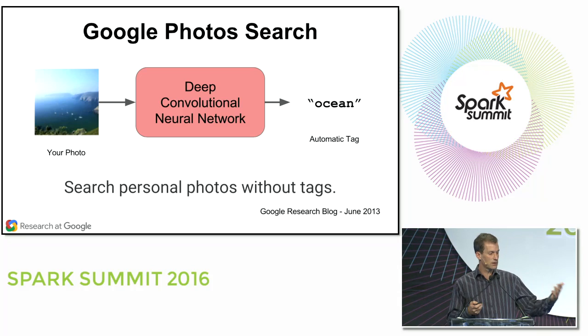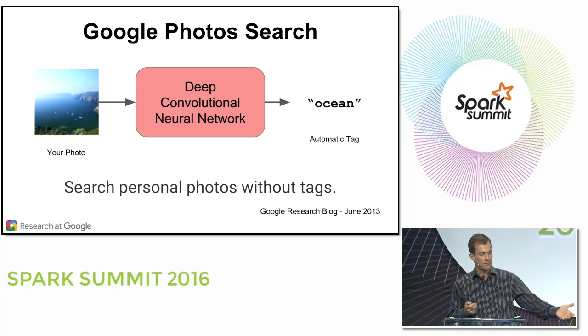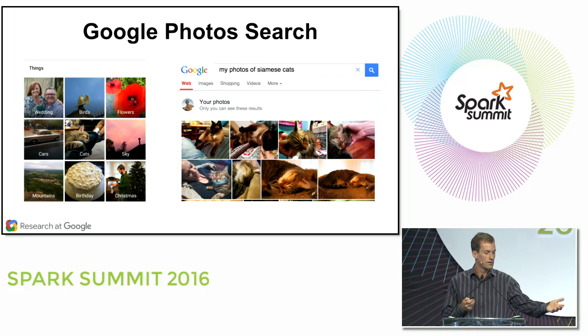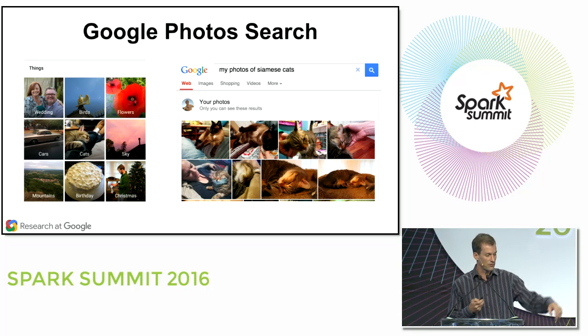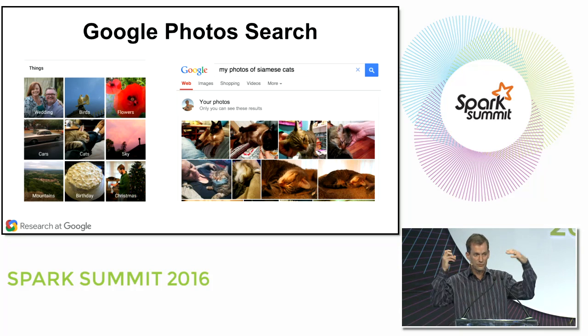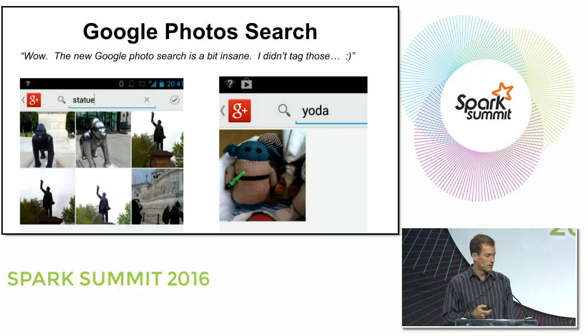Google Photo Search, using the ability to go from pixels to what's in that photo, actually allows you to search your photos without tags. So for example, you can search for my photos of Siamese cats, or we can organize all your photos by categories so that you can click on birthday and get all your birthday photos even though you never tagged them. We just know these are photos of birthdays.